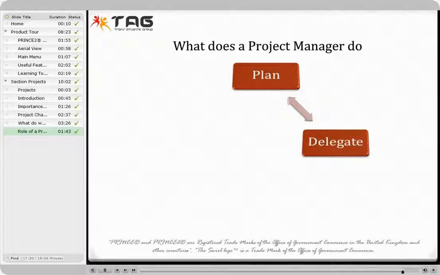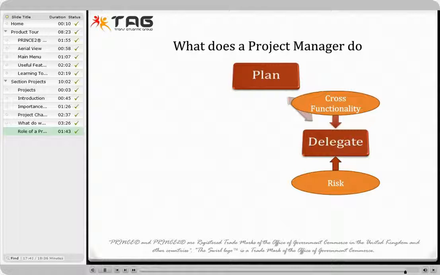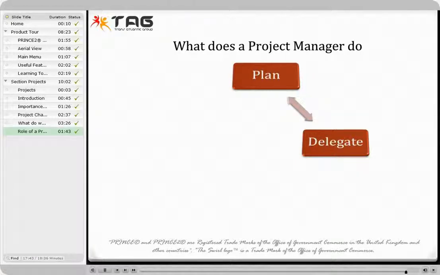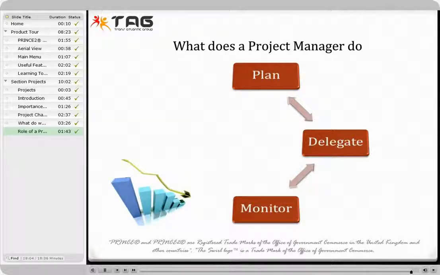The ability to delegate is important in any form of management, but particularly so in project management because of the cross-functionality and risks involved. With the delegated work underway, the aim is that it should go according to plan, but we cannot rely on this always being the case. It is the project manager's responsibility to monitor how well the work in progress matches the plan. Of course, if work does not go according to plan, the project manager has to do something about it.